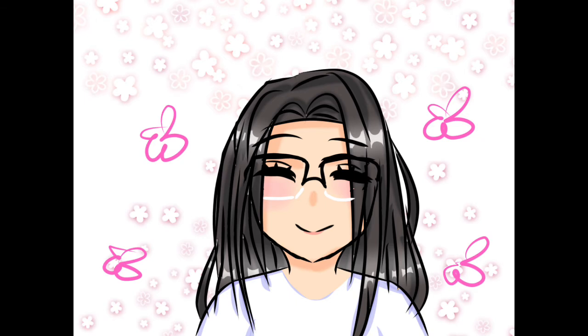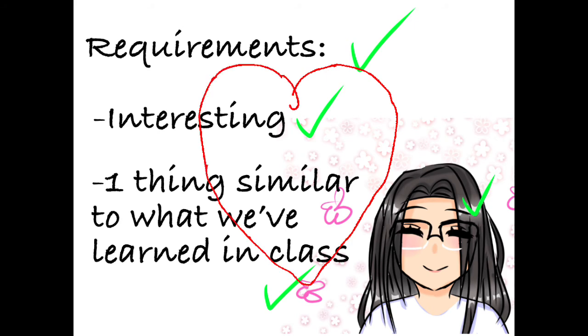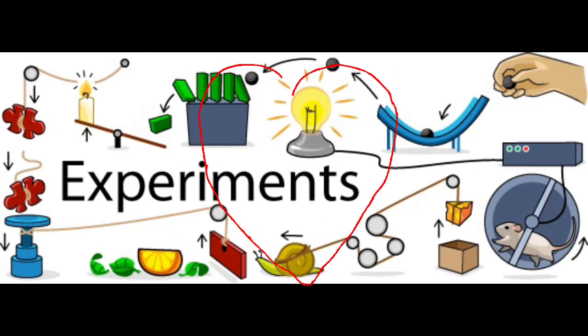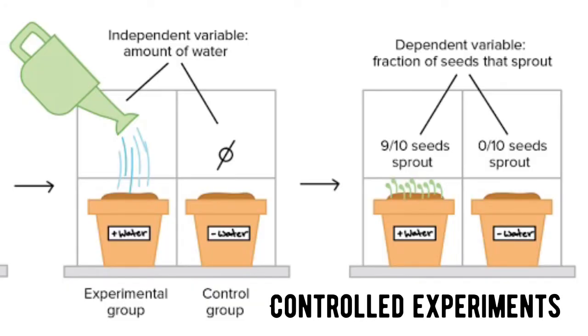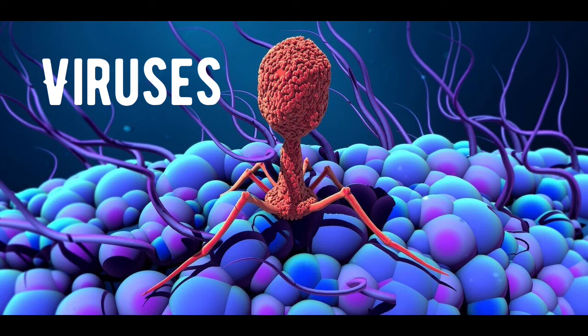I chose this topic because it met all the requirements I was looking for. The requirements were to not only be interesting, but to at least show one thing similar to what we have learned in class. And I loved how there were experiments in this article, and we've been learning about controlled experiments in class. We've also been learning a bit about viruses, which are pretty similar to parasitic plants.